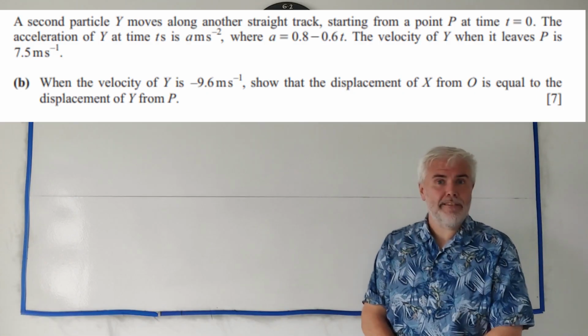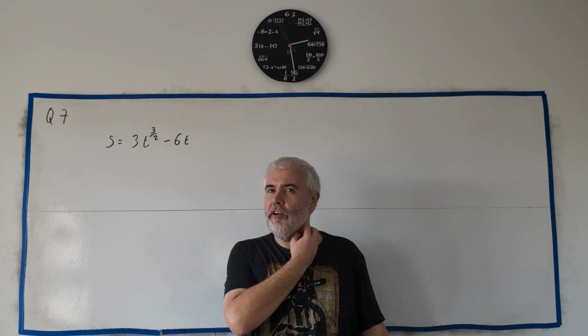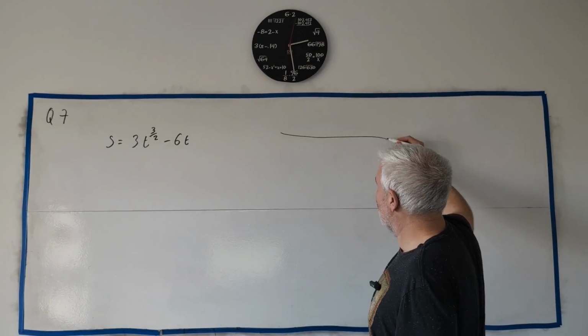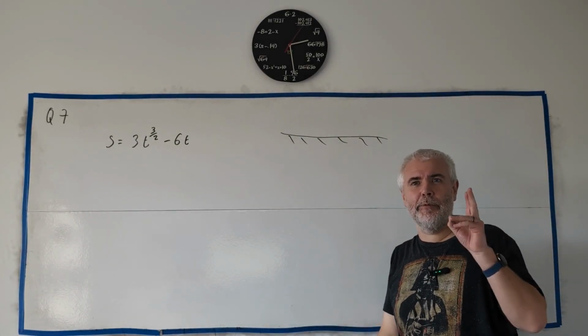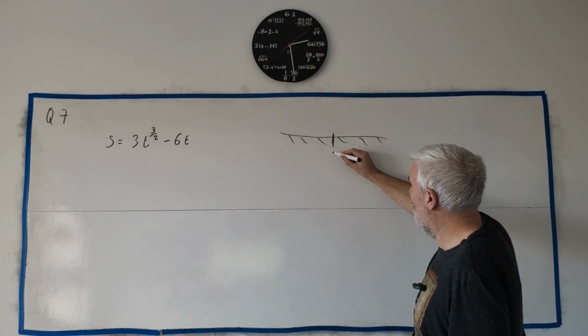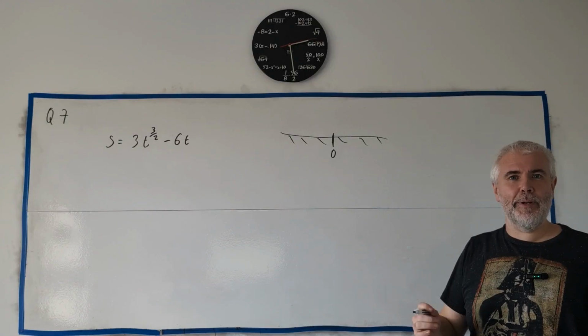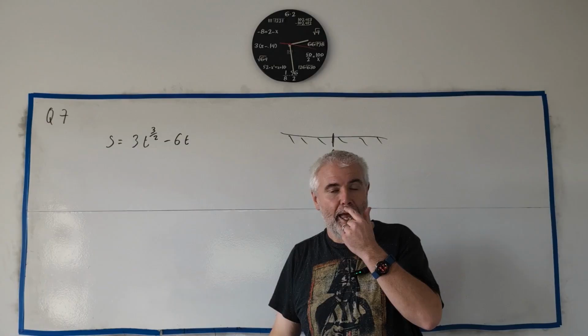Okay, let's get into the maths. In question 7, they talk about a particle X moving along a straight track. Let's try and draw this a little bit. You don't have to, but I find it helps. It's from a starting point of 0, or O, an origin. And at time 0, its displacement from X is given to you by this equation here.